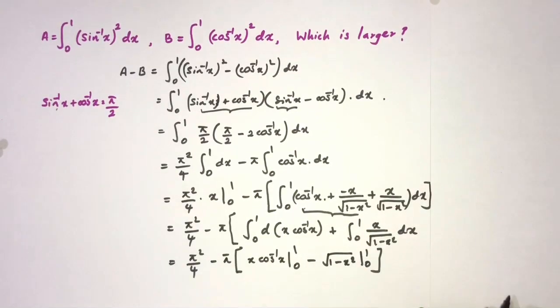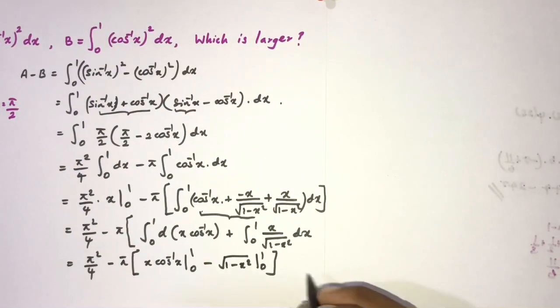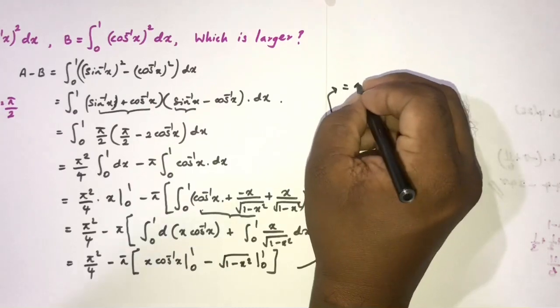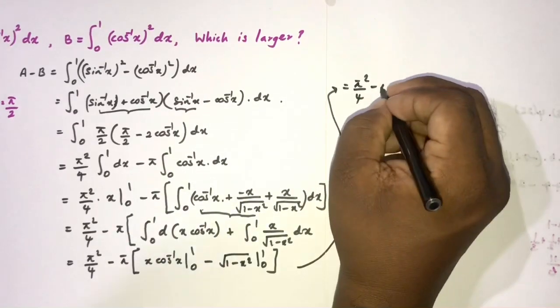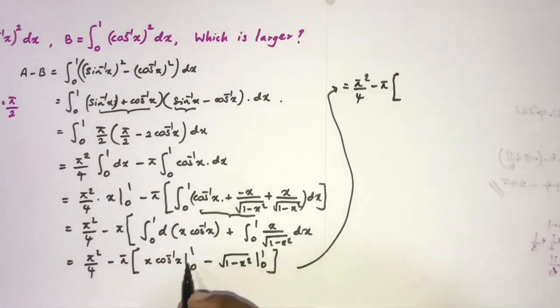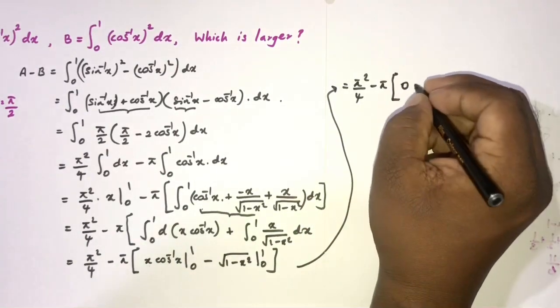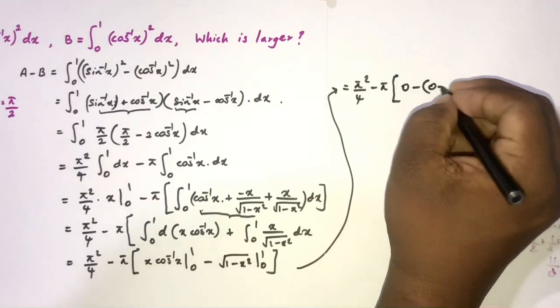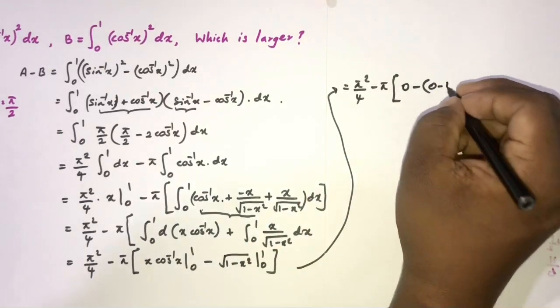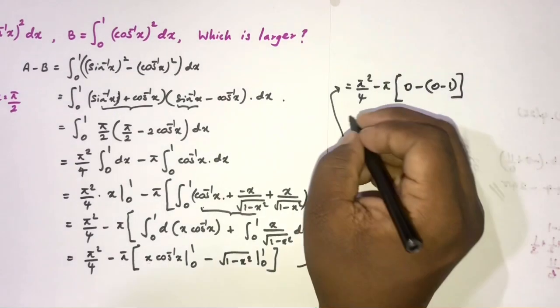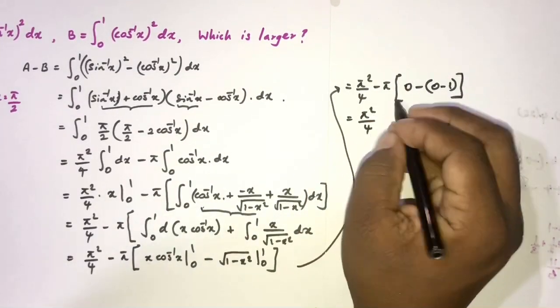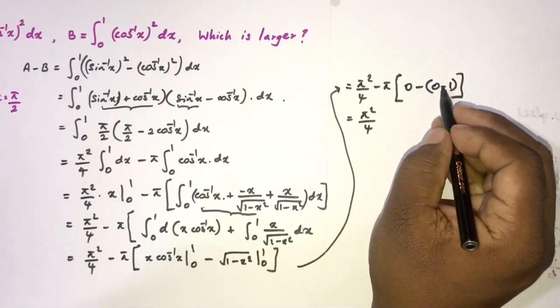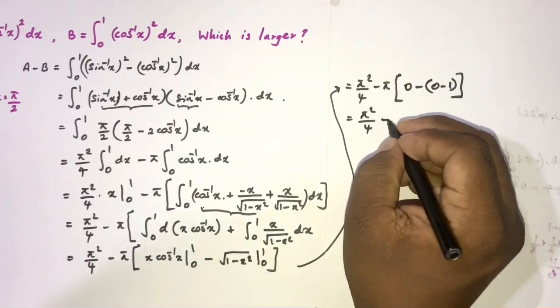Okay, now we can simplify. So we can write this is equal to pi over 2 minus pi. Now if we apply the limit here, if we apply 1, inverse cosine of 1 we know is 0. If we apply 0 here, 0, so 0, then minus. Now if we apply 1 here, 1 minus 1 we know is 0, minus, if we apply 0 here, 1.